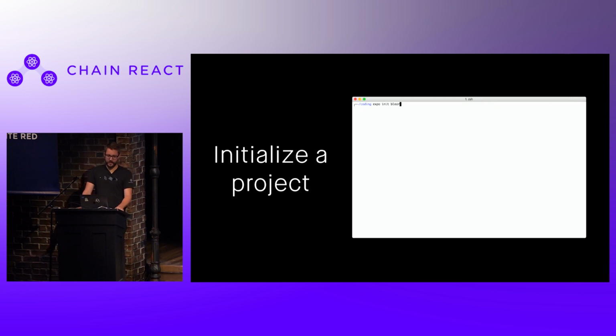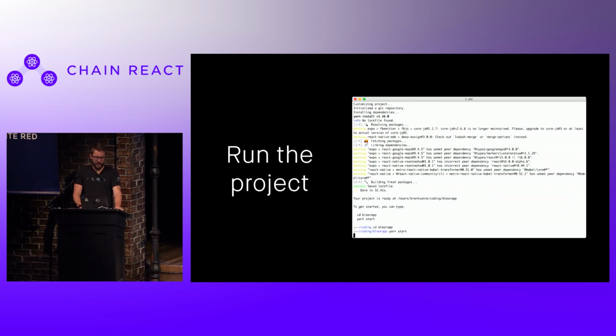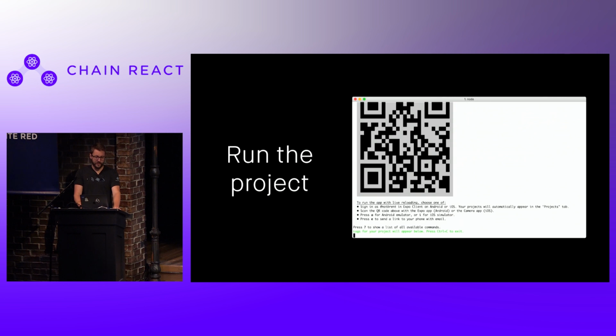So let's start out with initializing a project. Expo Init gives you several options for templates, including a TypeScript template and one with React Navigation installed and some basic navigation stuff set up. After that, we just run yarn start in the project, which delegates to Expo start for us.